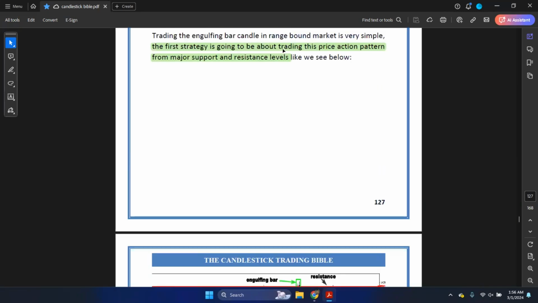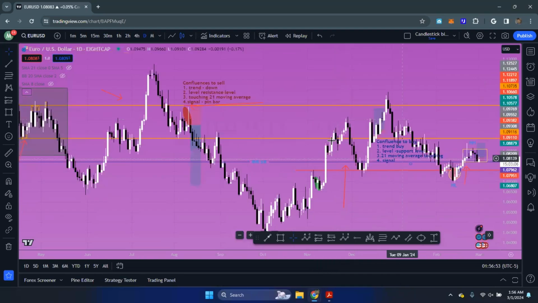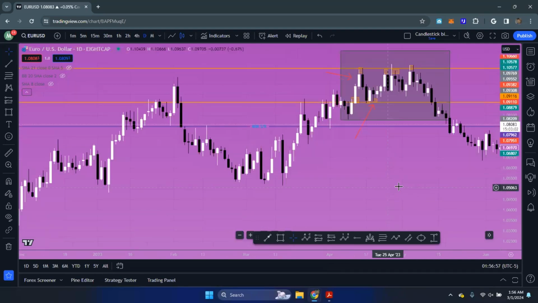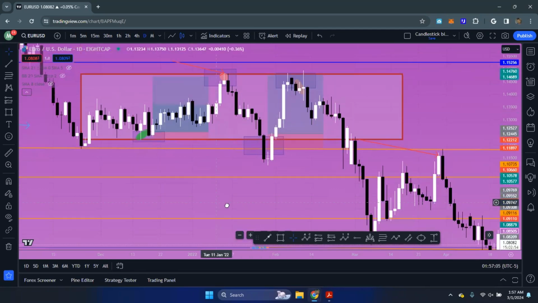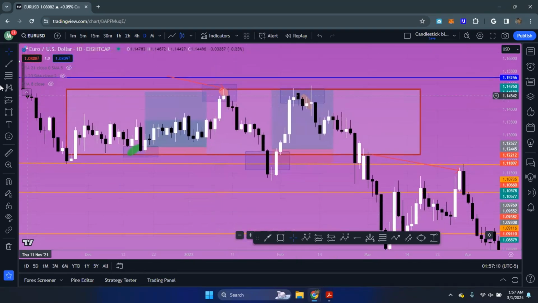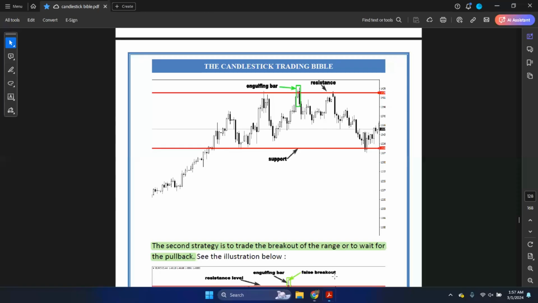All right, first strategy is going to be about trading this price action pattern for major support and resistance levels like we see below. Okay, bearish engulfing is formed right here and right here as well. She sold. I know we have buys. I think these are from a previous class I did. But you can see bearish engulfing there, she sold. This is how you can trade in a range bound market from both support and resistance levels.